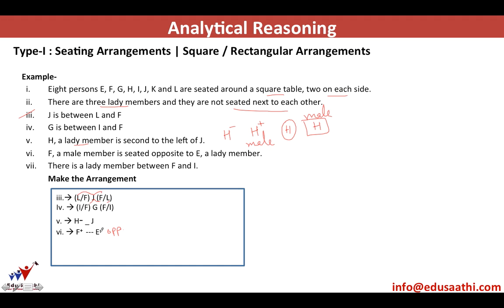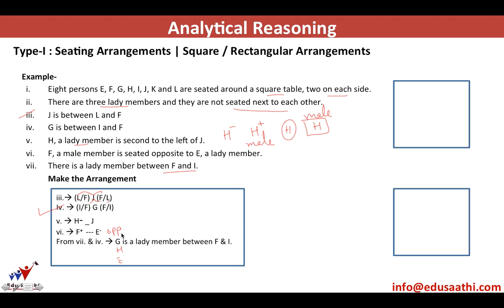So we know of 2 females over here, and we also know that there are 3 lady members. So we have found 2, H and E. Then there is a lady member between F and I. This 7th statement is about F and I. But if we use the information given in statement 4, that between F and I, whichever be the order, G is sitting, it means we have another piece of information: G is a lady member. All right. So we have three lady members, G, H, and E. Remaining are all male members.